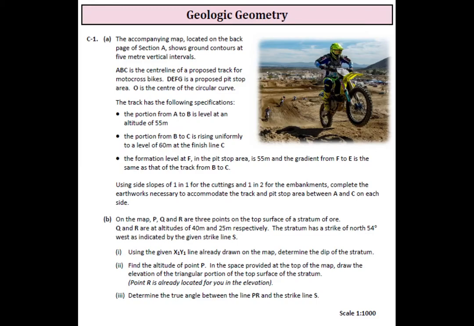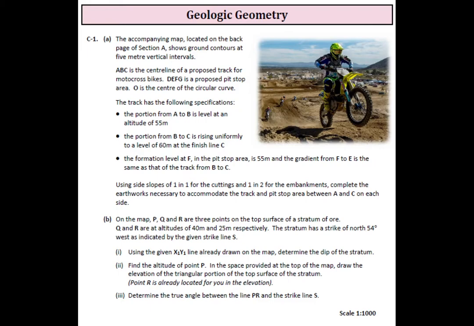This is the 2019 higher level question C1. It is the geologic geometry question, and this contour map is on the back of the section A's with the question then located in the exam paper in section C, the first question in there, which is visible on the screen at the moment. So the accompanying map shows ground contours at 5 meter intervals, so each is going to rise or fall 5 meters.